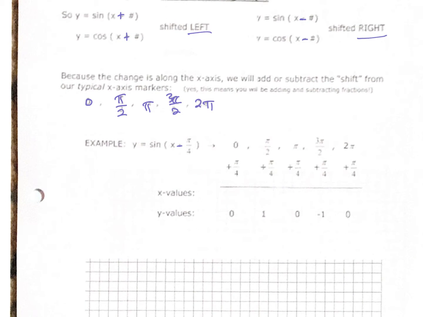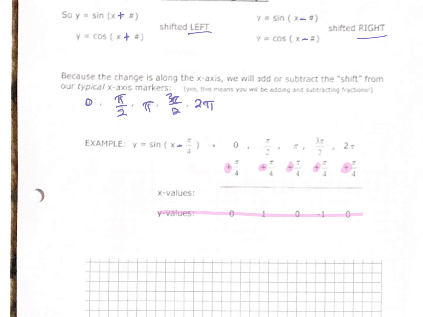So I want you to notice what happens here. If we're graphing x minus pi over 4, that graph is getting shifted right pi over 4. So that is why to each of our basic x-axis markers, we are going to add pi over 4. You do the opposite sign of what it shows in the parentheses. Okay. I've already written in the y values here because if you notice, there's nothing changing. There's no vertical shift, no amplitude change or anything like that. So nothing is changing the y's.